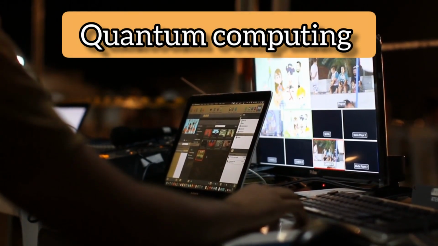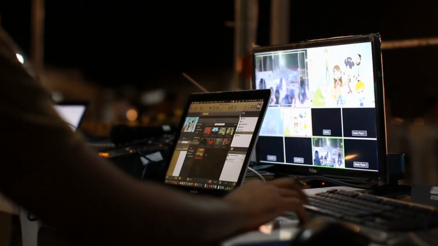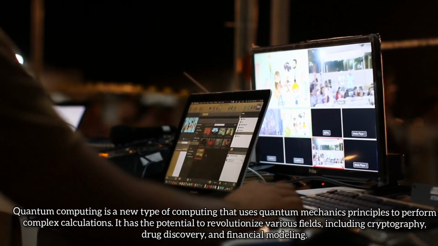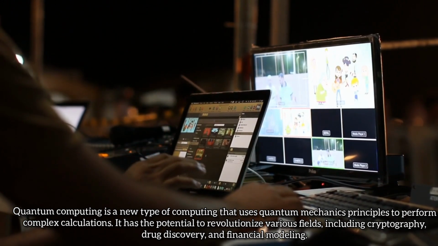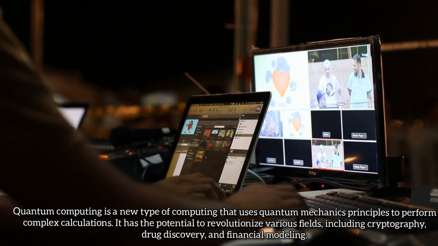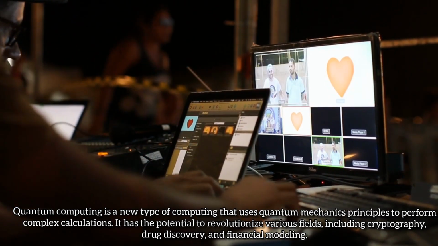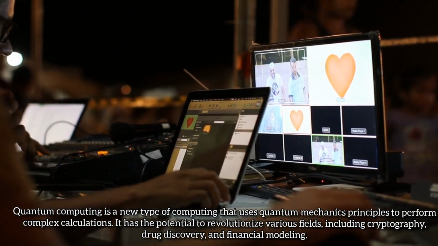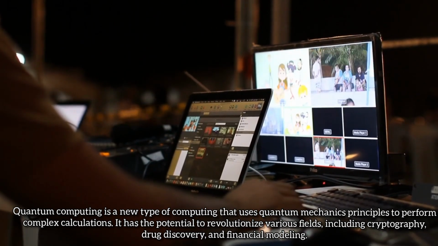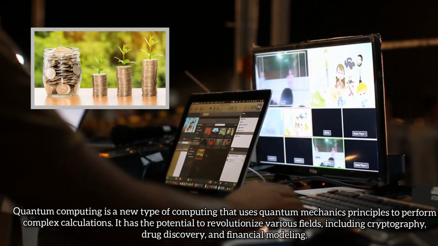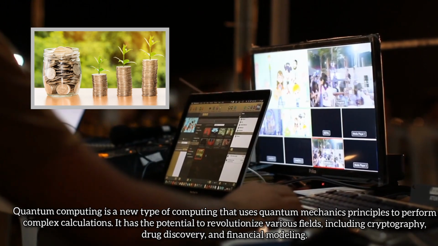Quantum computing. Quantum computing is a new type of computing that uses quantum mechanics principles to perform complex calculations. It has the potential to revolutionize various fields, including cryptography, drug discovery, and financial modeling.